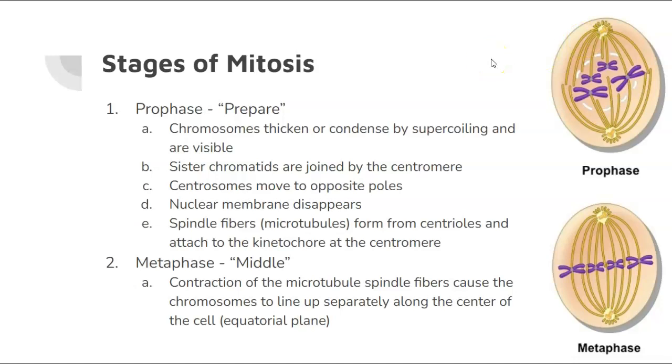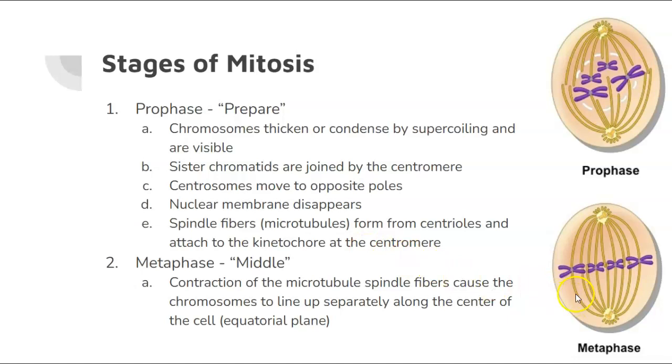The nuclear membrane disappears. That's what these white lines are. The chromosomes can't move if they're stuck inside the nucleus, so the nuclear membrane has to dissolve, and those spindle fibers form from centrioles and attach to the kinetochore at the centromere. Okay, so these spindle fibers are starting to shoot out and actually attach to the chromosomes. This will allow movement through the rest of mitosis.